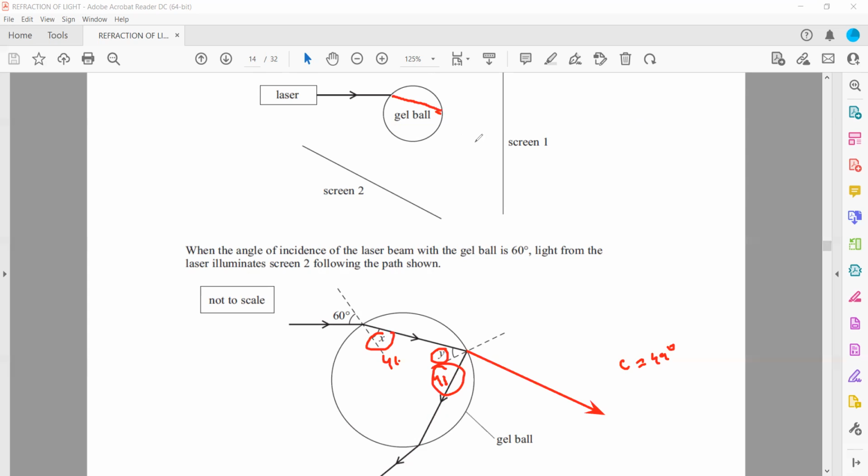Because what we see on screen 1 is due to refraction. On screen 2, that is due to total internal reflection. So if this angle is less than the critical angle, then it will refract and we'll see it on screen 1. If this angle of incidence is more than the critical angle, then light will undergo total internal reflection and we will not see anything on screen 1, only on screen 2. So in this case, as the angle of incidence, angle y, is less than the critical angle, there will be a refraction and we'll see the ray of light on screen 1.